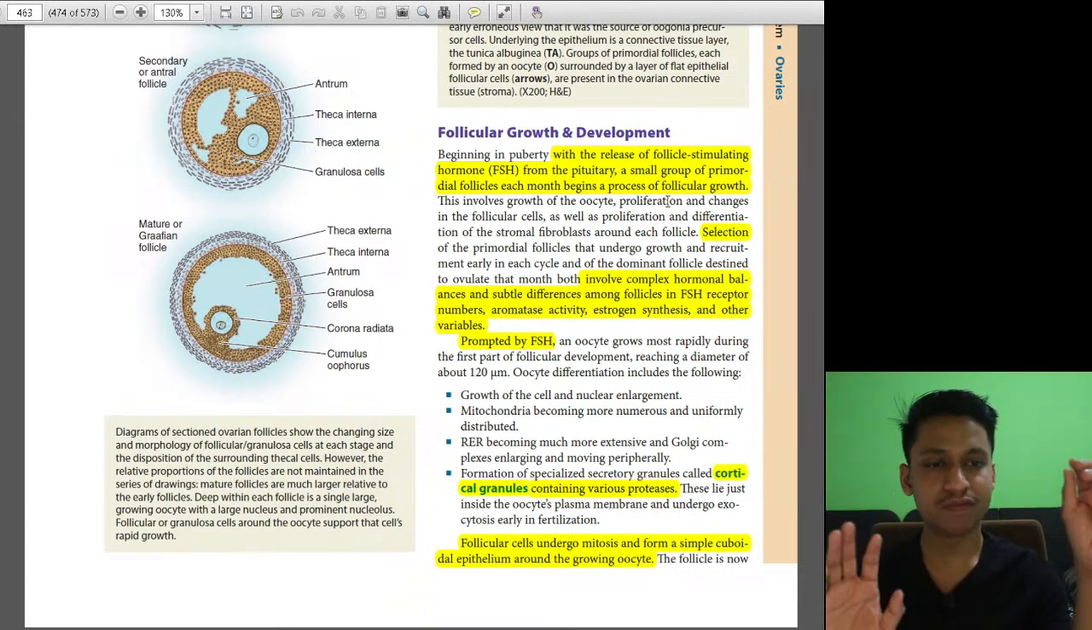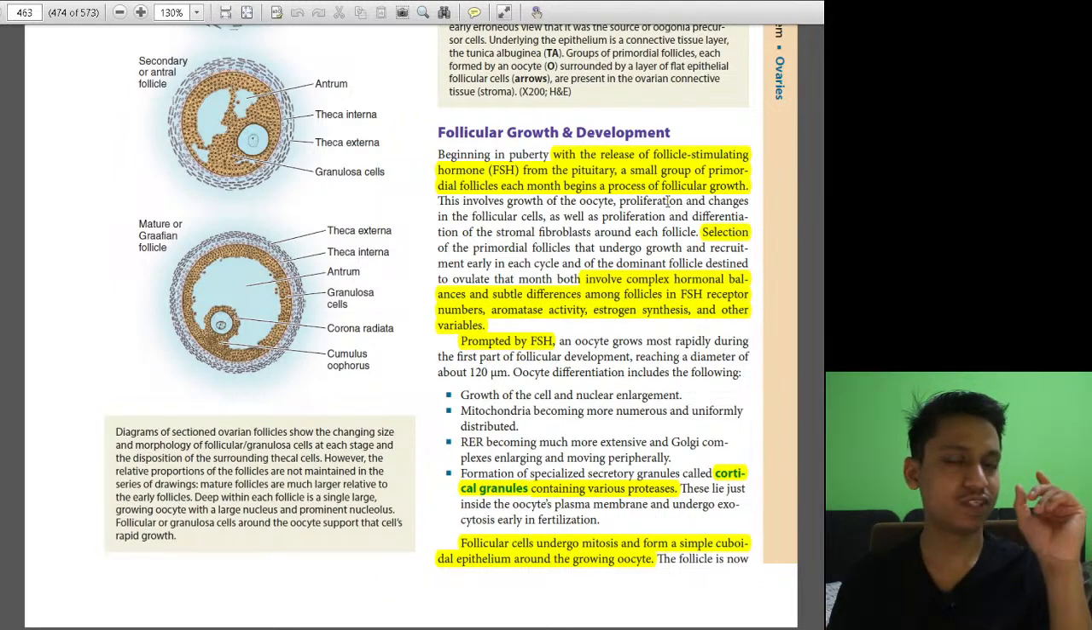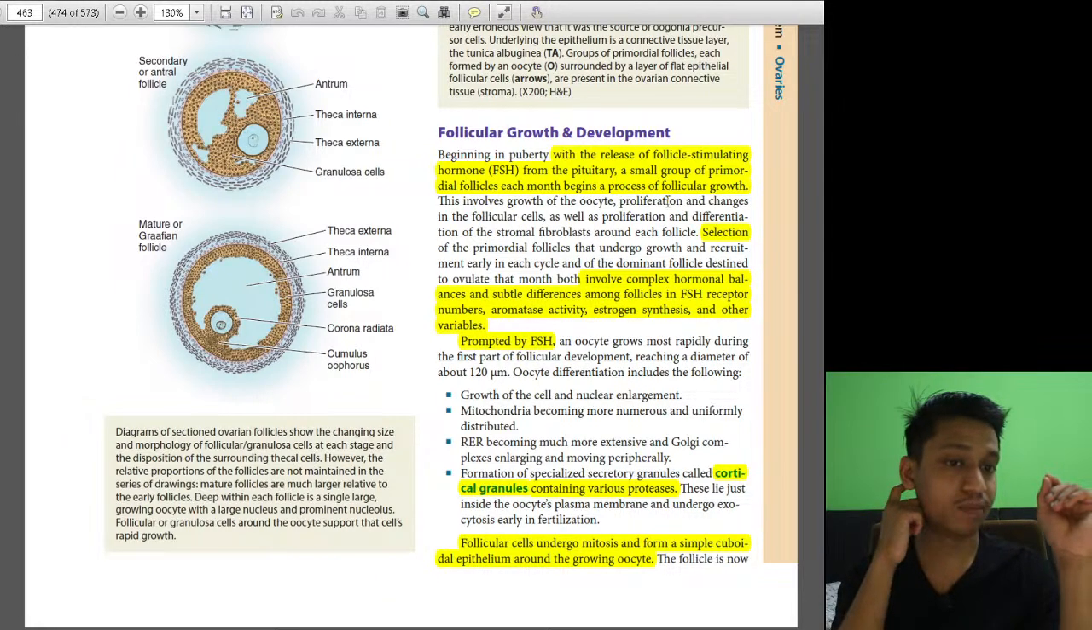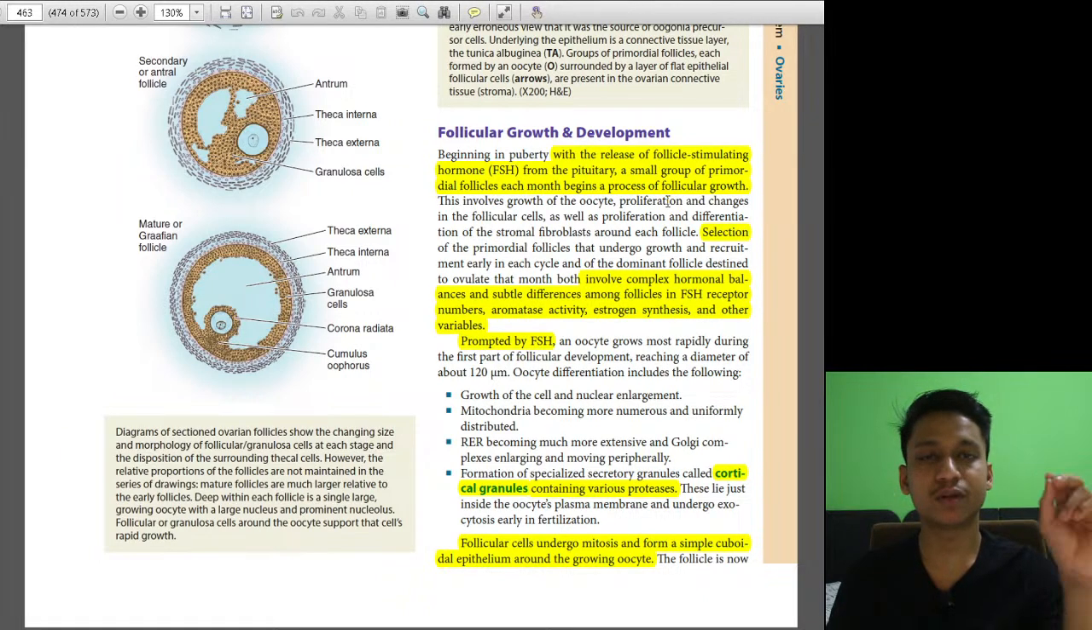Beginning in puberty with the release of FSH, a follicle stimulating hormone secreted by the pituitary, a small group of primordial follicles each month begin a process of follicular growth. This involves growth of the oocyte, and also the proliferation and changes in the follicular cells, as well as the proliferation and differentiation of the stromal fibroblasts around each follicle. We need changes inside the follicle and also around the stromal environment in the cortex.